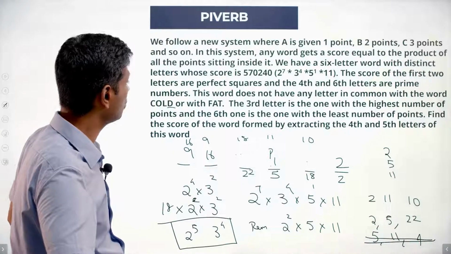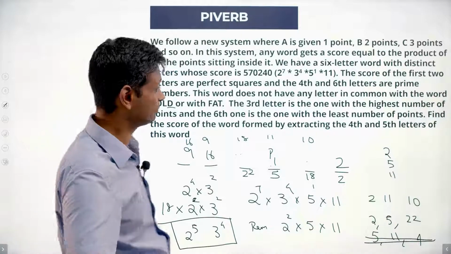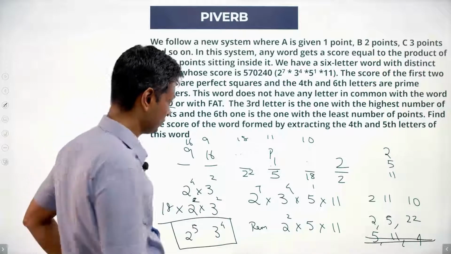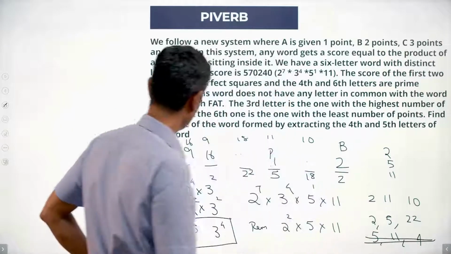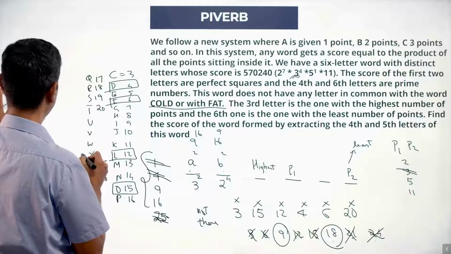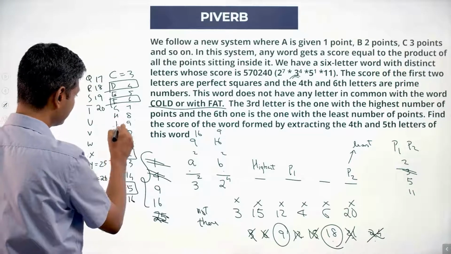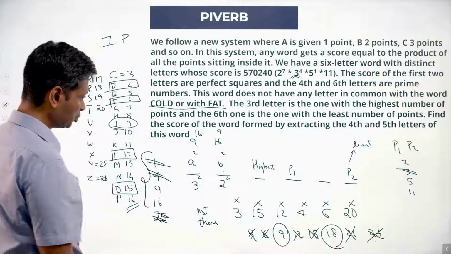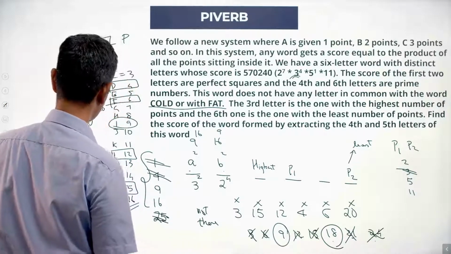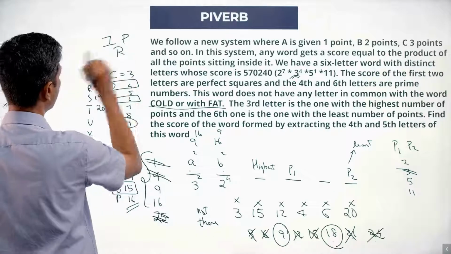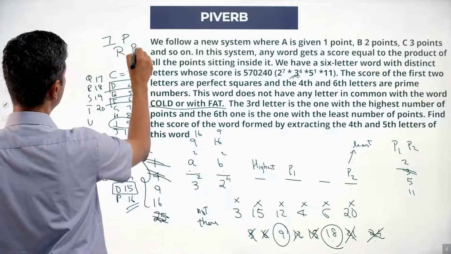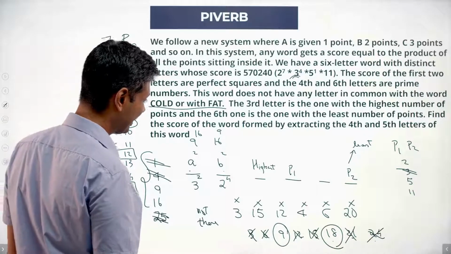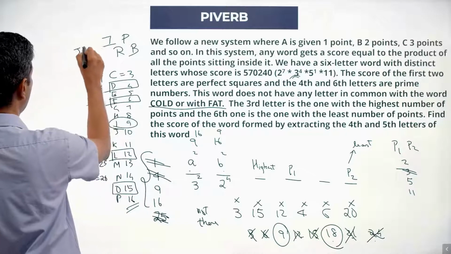What is this? Find the score of the word formed by extracting the fourth and fifth letters of this word. Tricky. So now I'm going to go to the letters. What is 2? This is B. I'm going to go back to this. There's a 9 and there's a 16. 9 is I, 16 is P. There's definitely an 18. 18 is R. There's definitely a 2. 2 is B. And then the last two could be 11 and 10, which is J and K.